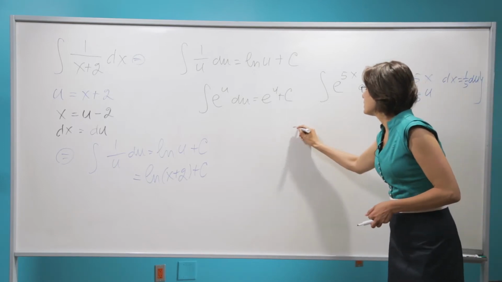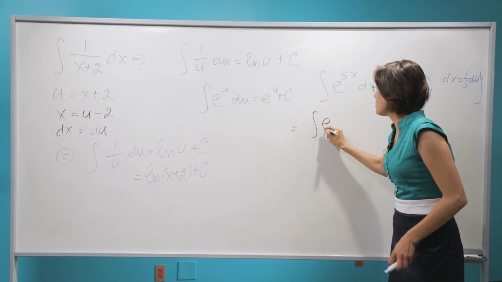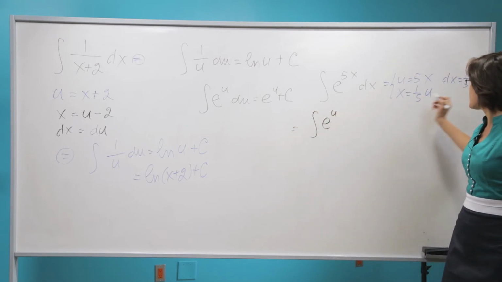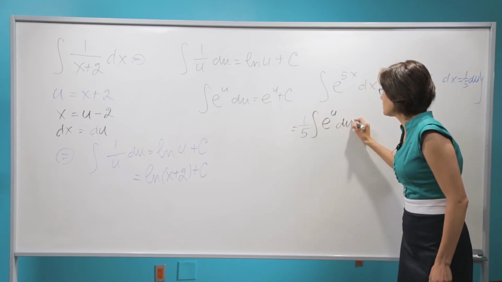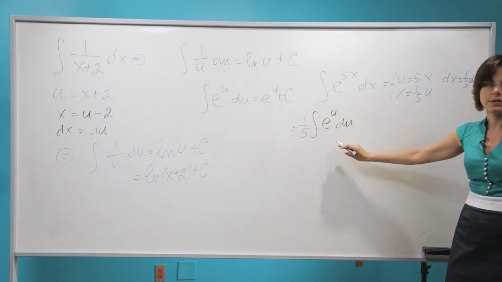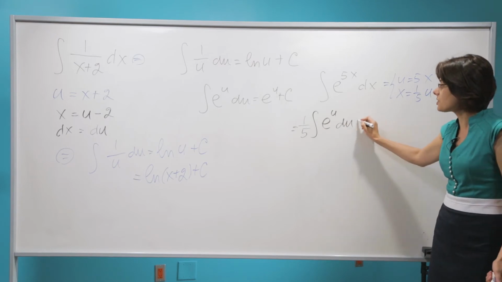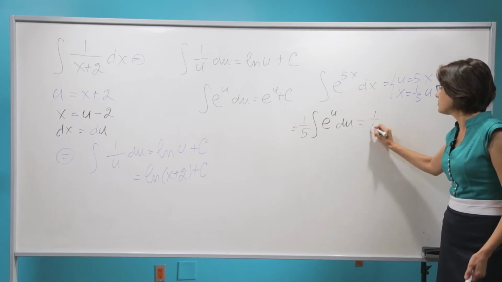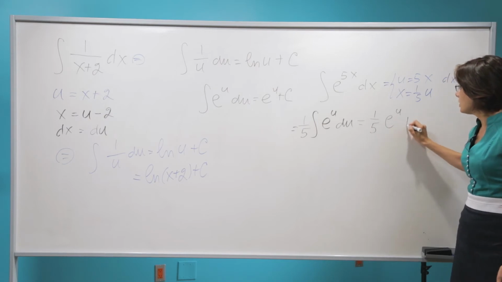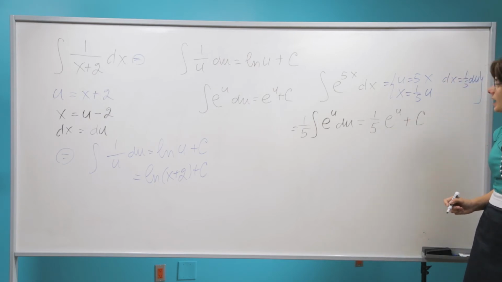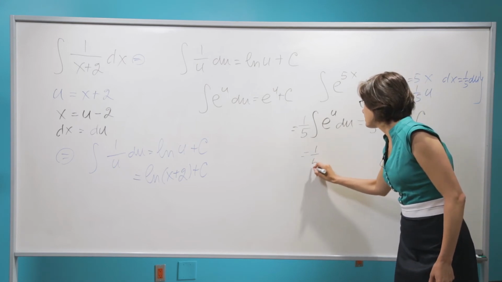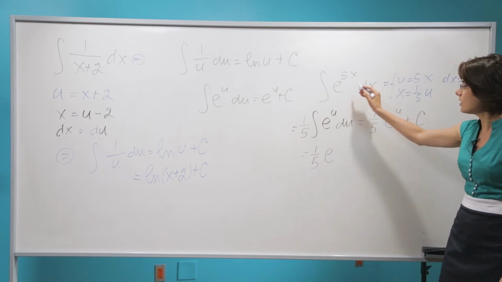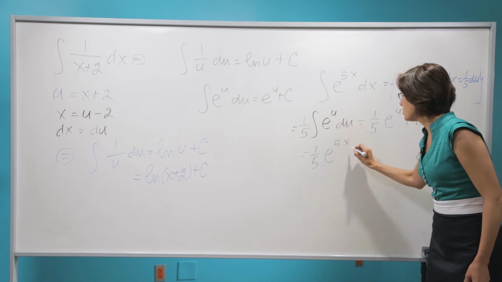Now we have that our integral will be e to the power of u, and now dx is exactly 1 over 5 du. And I pull this constant 1 over 5 in front of the integral. Now we just integrate. We have 1 over 5 e to the power of u plus constant c. And we go back to our substitution. So it's 1 over 5 e to the power of 5x plus constant c.